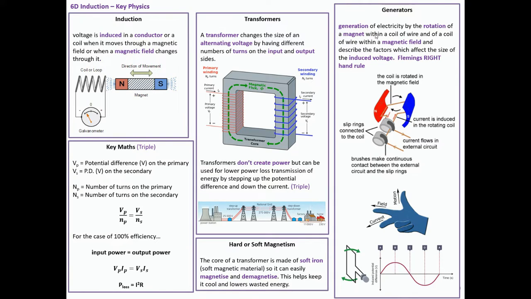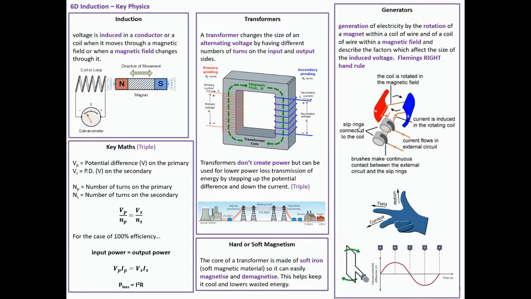Other part of this topic is generators. So the generation of electricity is by rotation of a magnet within a coil of wire and of a coil of wire within a magnetic field. And we've got to describe the factors which affect the size of the induced voltage. And we've got to use Fleming's right-hand rule. So you can see we've moved to a different hand now, because what we're doing is we've got motion, we've got a field, and we're creating a current.